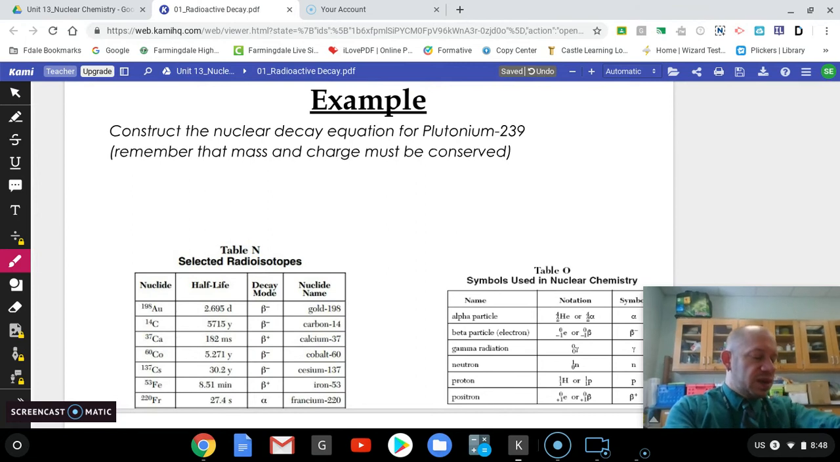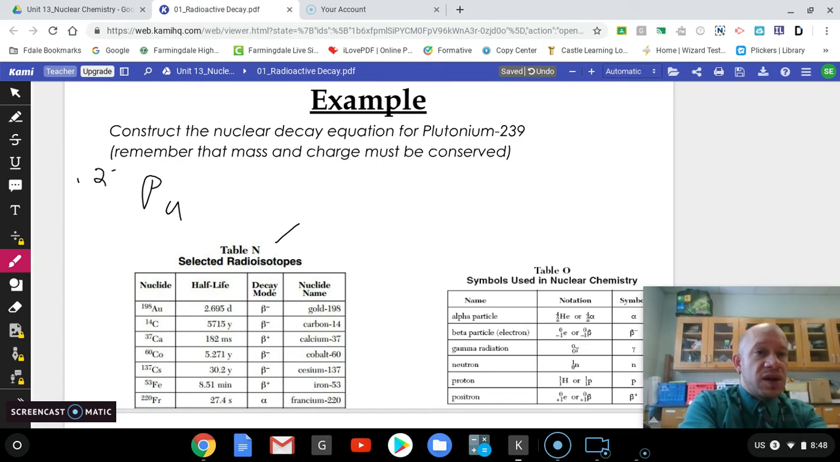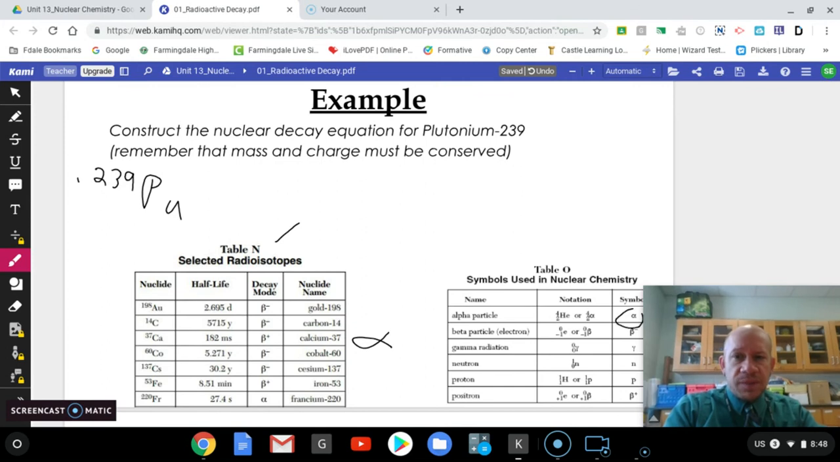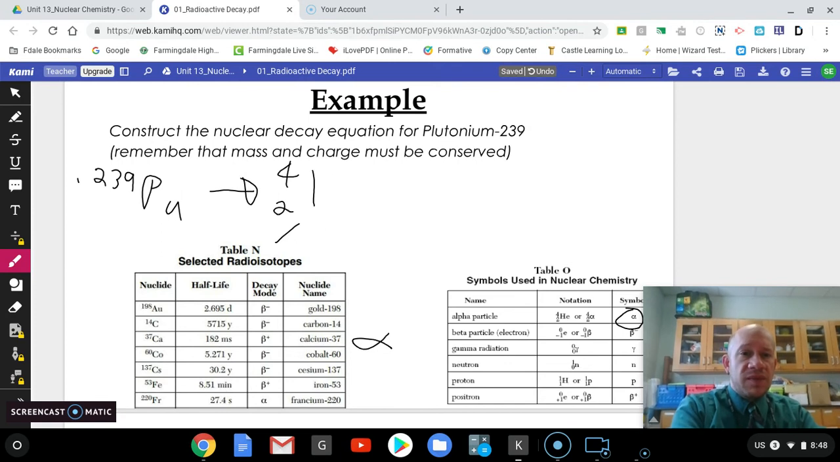So plutonium is Pu. So you'll find that on your reference table if you didn't know it off the top of your head. Plutonium is Pu. All right. So you're going to look on table N to find what type of decay plutonium-239 undergoes. So 239 undergoes alpha decay. It looks like that's like a little fishy. So the little fishy is over here, and that means I have 4 over 2 helium as one of my products.